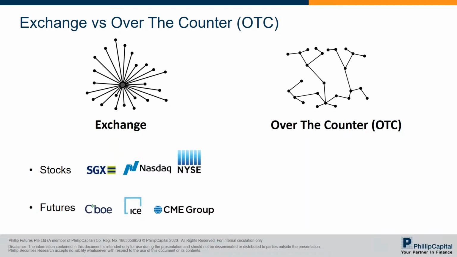So they're only able to trade stocks when the market is open. So when the market closes, there won't be any trading activity. So that is the nature of exchange traded products. Same goes for futures. They go to centralized exchanges like the CBOE, ICE, or CME.